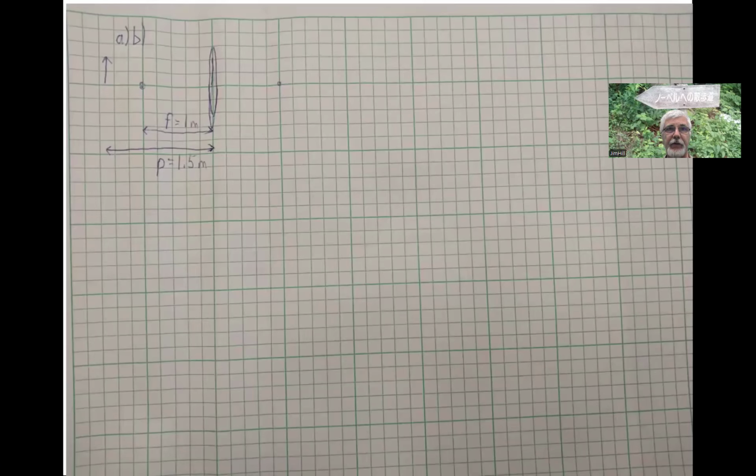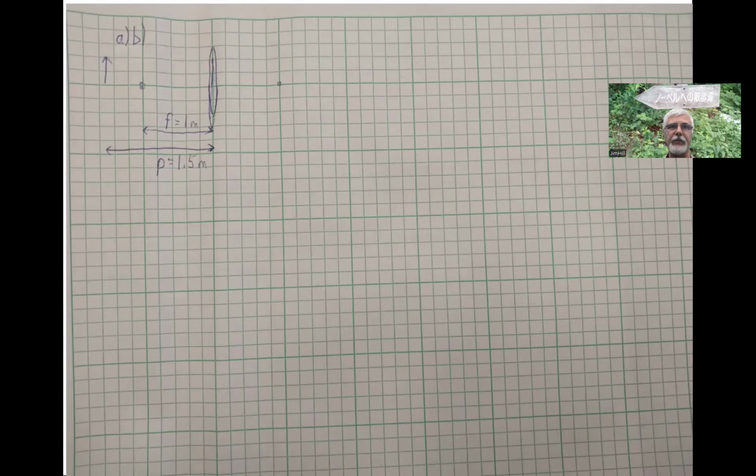So there's my diagram for parts A and B, kind of the standard way we do it. I've got my little arrow as an object. I've drawn the focal points of that converging lens, and I drew a little fat thing there for the converging lens, labeled my focal length, my distance to the object. And if you use different texts, where I use P and Q, distance to object, distance to image, you might use D subscript O and D subscript I. They're the same thing. The same equations, of course, apply.